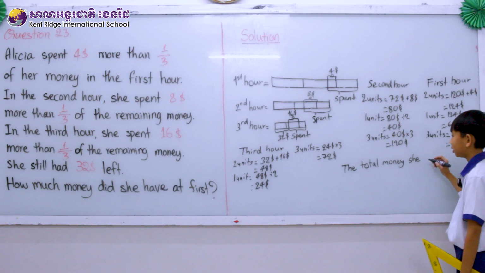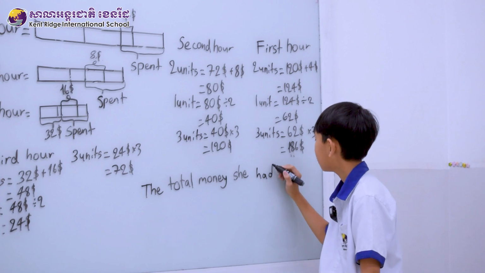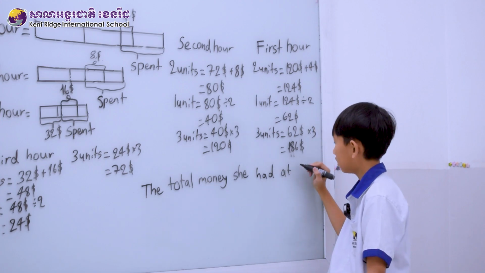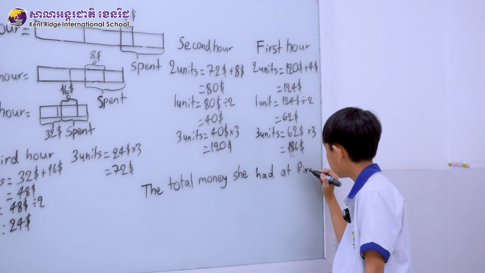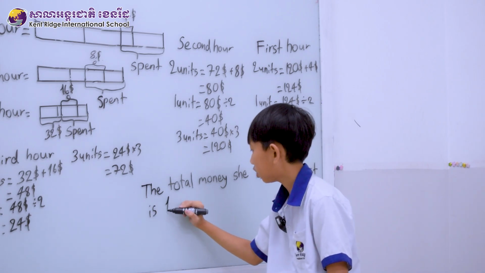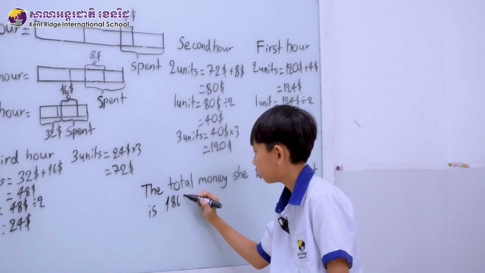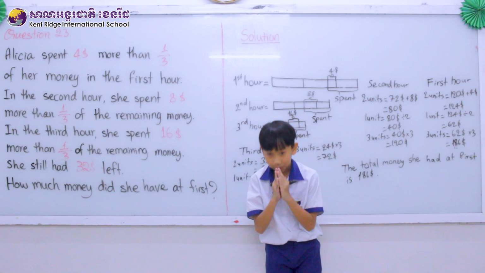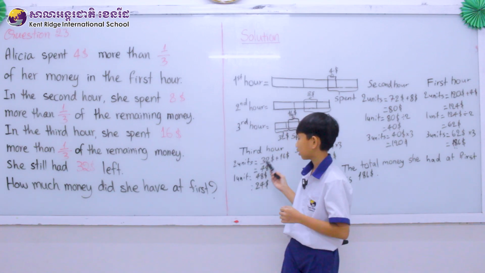So the total money she had at first is $186.